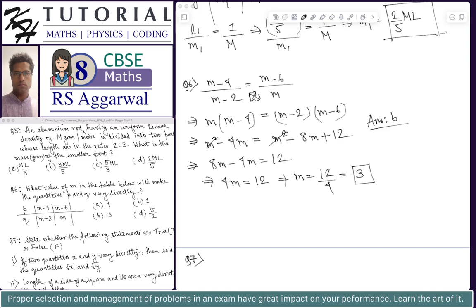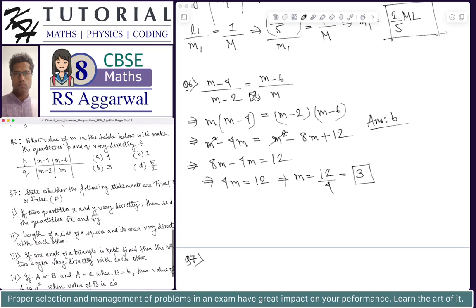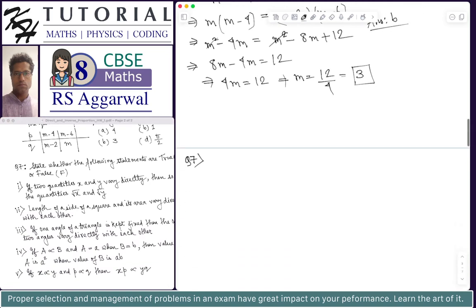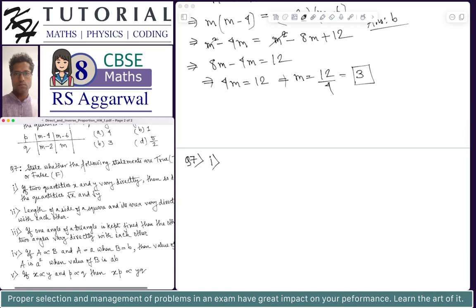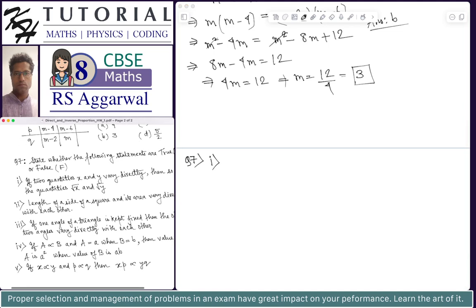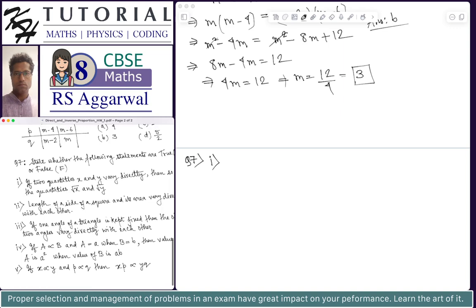Let's do question number 7, which asks us to state whether the following statements are true or false. The first one is: if two quantities x and y vary directly, then so do the quantities root x and root y. So it is saying that if the quantities x and y vary directly, then the quantities root x and root y will also vary directly. So let's check it out.